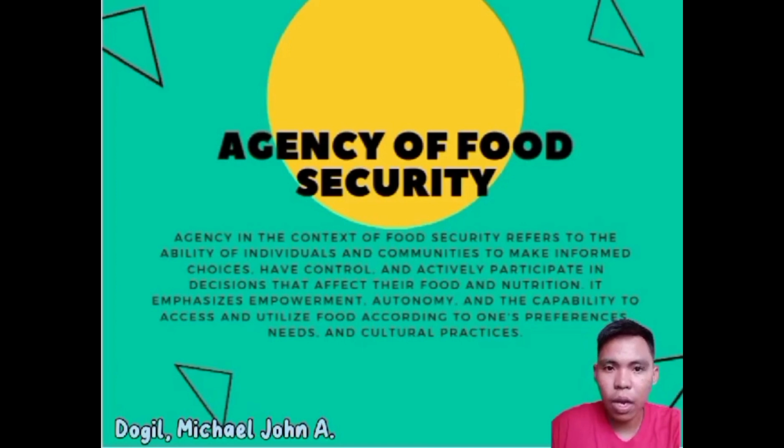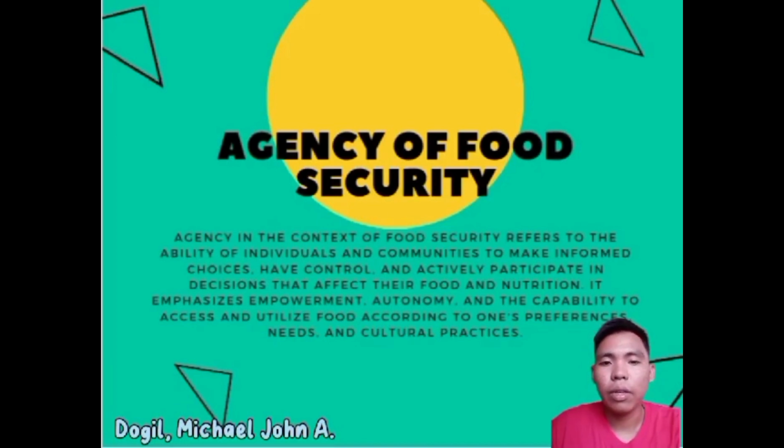Number three is participation and decision making, involving communities in decisions related to food systems, agricultural practices, policies, and programs, allowing them to actively engage and influence outcomes. Number four is access to resources, ensuring equitable access to land, water, seeds, technology, education, markets, and other resources necessary for food production, distribution, and consumption.